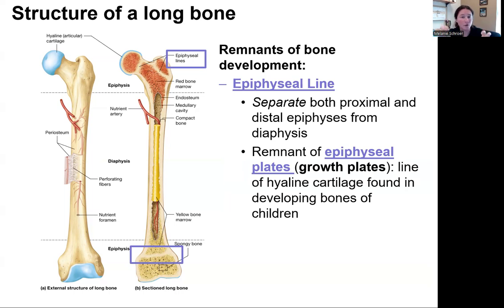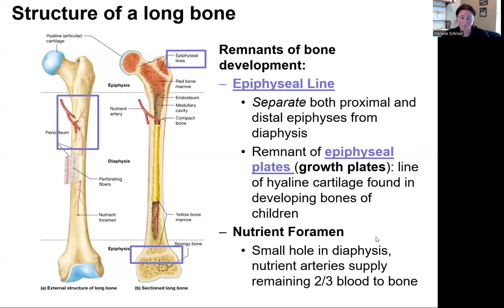Again, they are a remnant of our growth plates. Essentially, our growth plates fuse, and you'll learn more about that in this lesson. But both growth plates fuse or close and are replaced with this compact bone. And so that compact bone never really goes away. It stays for the rest of our lives.